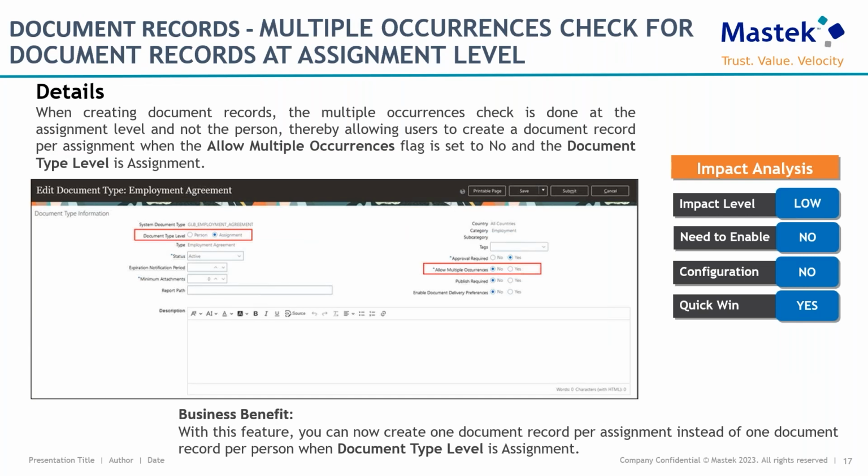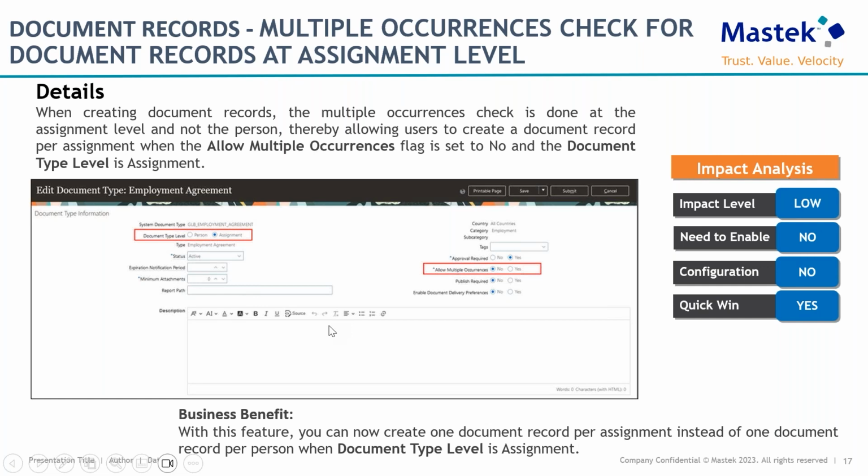Next feature is document records multiple occurrence check for a document record at assignment level. When creating a document of records, the multiple occurrence check is done at the assignment level now and not on the person level. Earlier we used to have it on the person level only. Now it has been introduced on assignment level as well. This allows users to create a document record per assignment when the allow multiple occurrence flag is set to no. Okay, and the document type level is assignment.